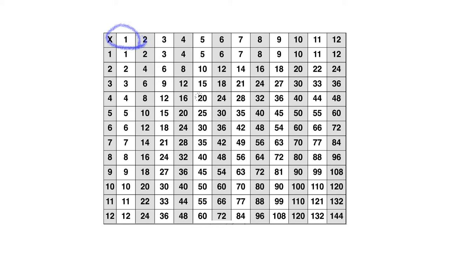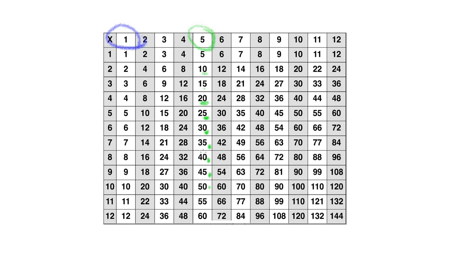Well, 1s are the simplest pattern. Anything times 1 is itself. 1 times 1, 1. 1 times 2, 2. Let's look at the 5s. Feel free to pause the video and see if you can spot the pattern. Okay, the pattern is 5, 0, 5, 0.